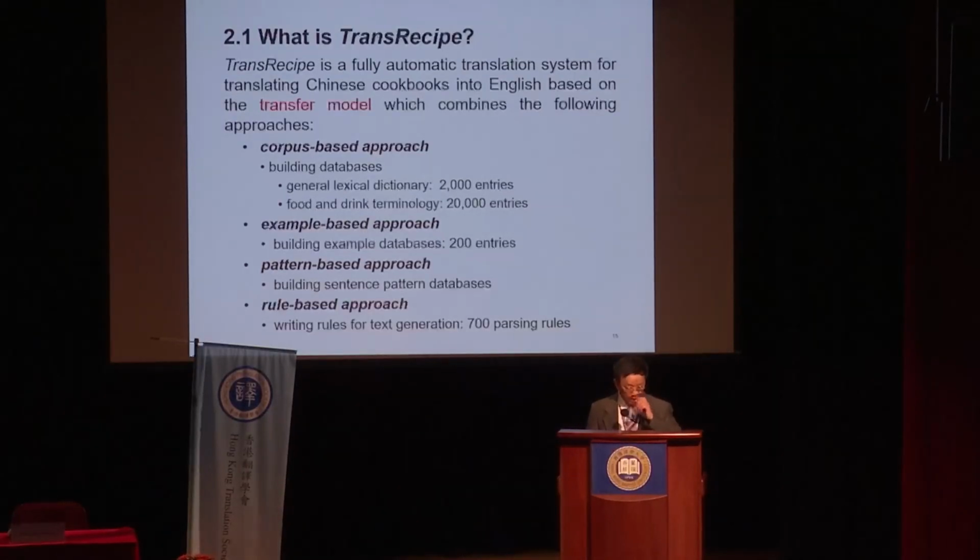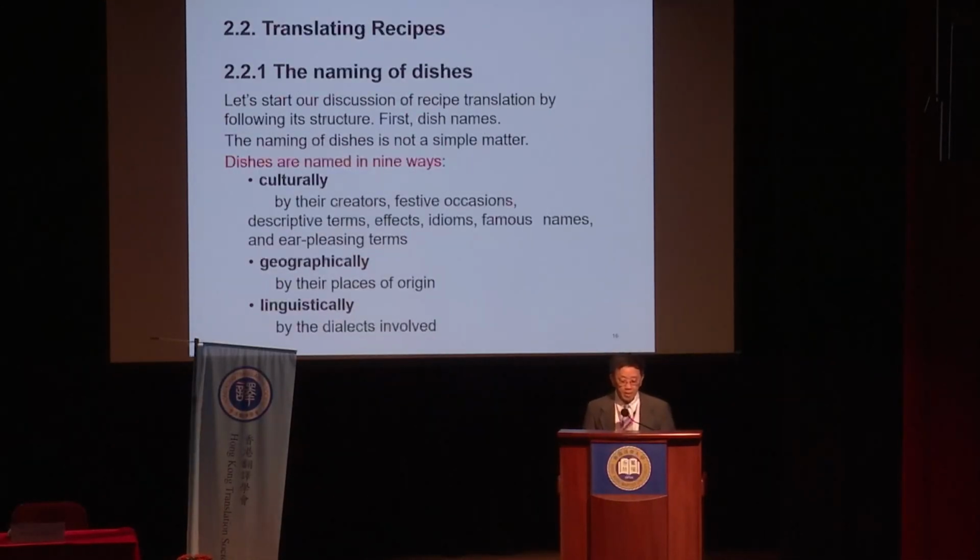And then lastly, the most important one is what we call the rule-based approach. I have written about 700 parsing rules in order to build this system known as TransRecipe. I think in order to build this system, we have to do a detailed analysis of the contents of recipes. Firstly, it's about the naming of dishes.